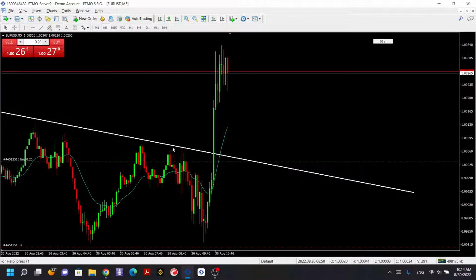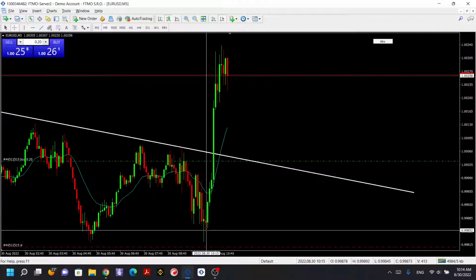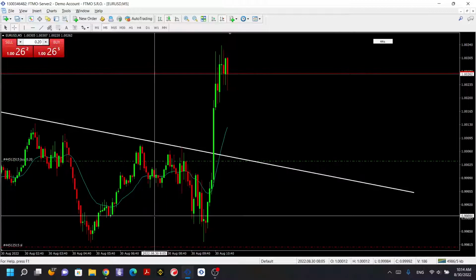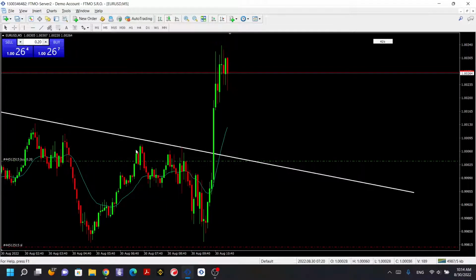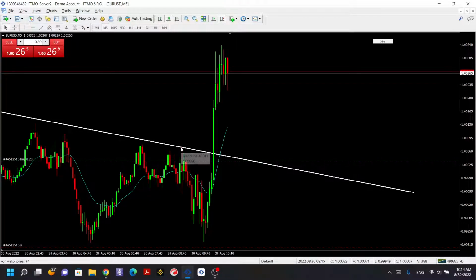I entered at resistance. Well, I may have waited and just longed a double bottom, but what happened is that I did not want to miss out on the trade, and I believed it will break out, and this bar here at a certain point looked so bullish. It was a big green bar, and I thought it will be a breakout.